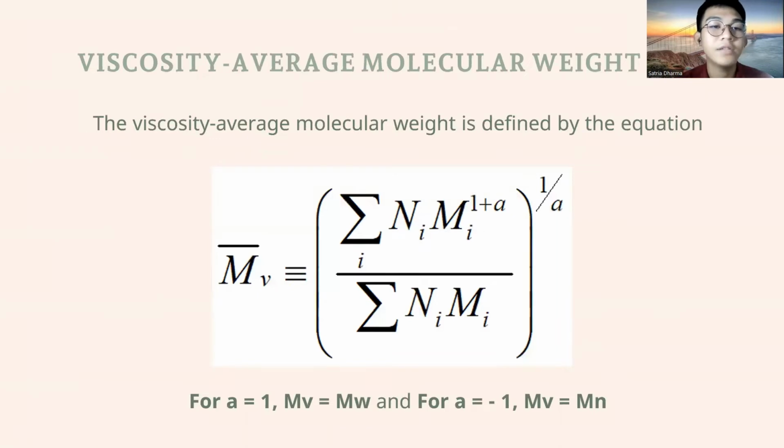Last, viscosity average molecular weight or Mv. The viscosity average molecular weight is defined by the equation. This is the formula of viscosity average molecular weight. And for a equal to 1, Mv equals Mw. Then for a equal to -1, Mv equals Mn.